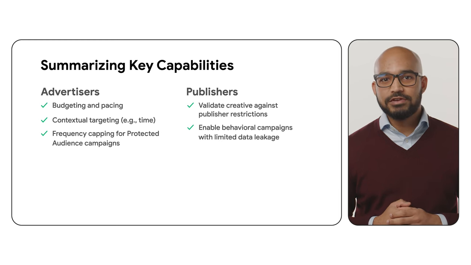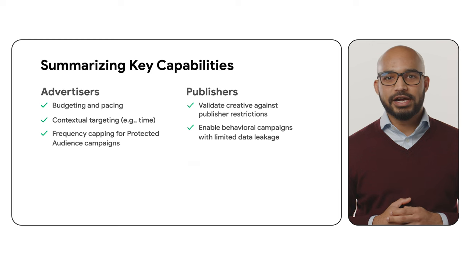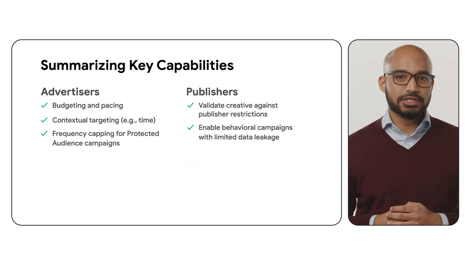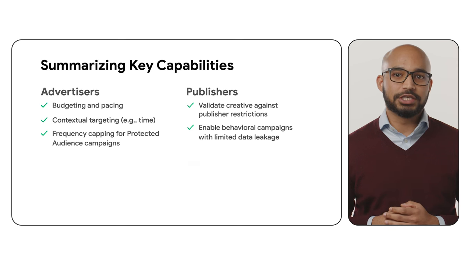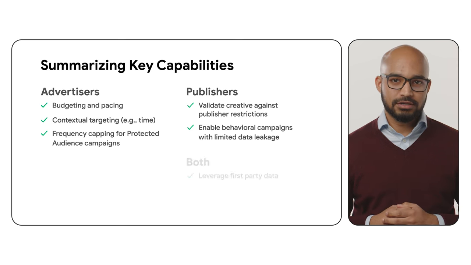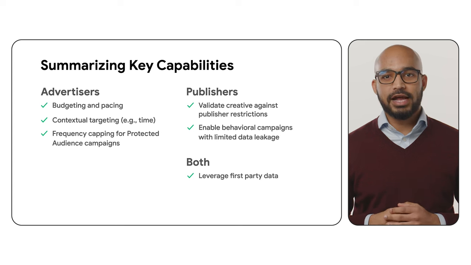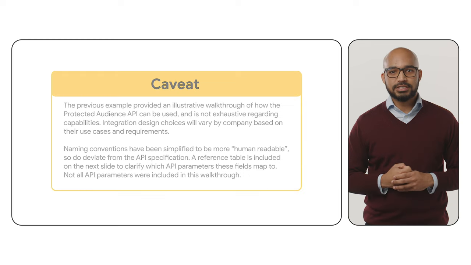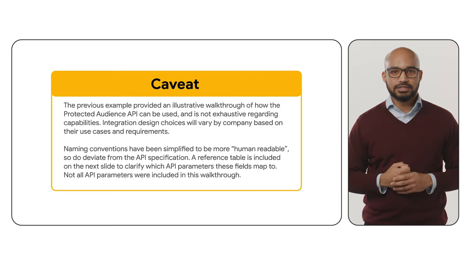Second, the behavioral-based advertisement was enabled via this secure environment on the browser. That prevents sensitive user data, including the publisher first-party data, from being shared outside the secure environment to enable this ad. And for both advertiser and the publisher, they were able to leverage their respective first-party data and both receive reporting. This example simplified some aspects of the API design, and we would provide a mapping table so you can map this back to the public explainer.